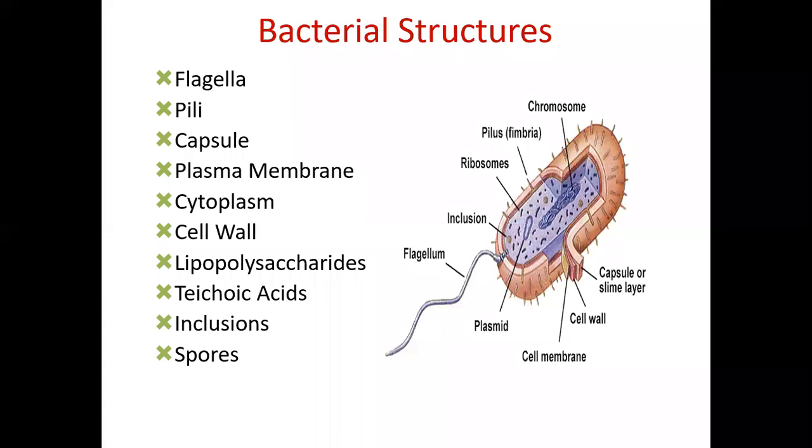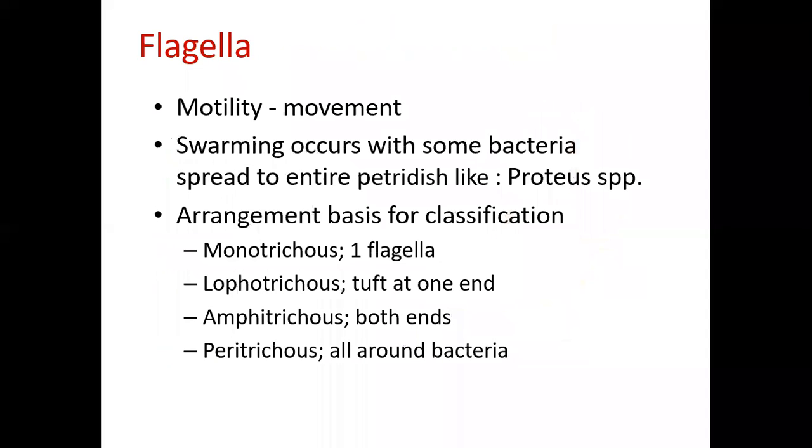Now, bacterial structures including flagella, pili, capsules, plasma membrane, cytoplasm, cell wall, lipopolysaccharide that presents only in gram-negative bacteria, teichoic acid, inclusions, and spores. Flagella help in motility, movement, and swarming occurs with some bacteria that spread to the entire petri dish like Proteus species. This bacterium, when cultured in a specific part of blood agar or nutrient agar, spreads to the entire petri dish.